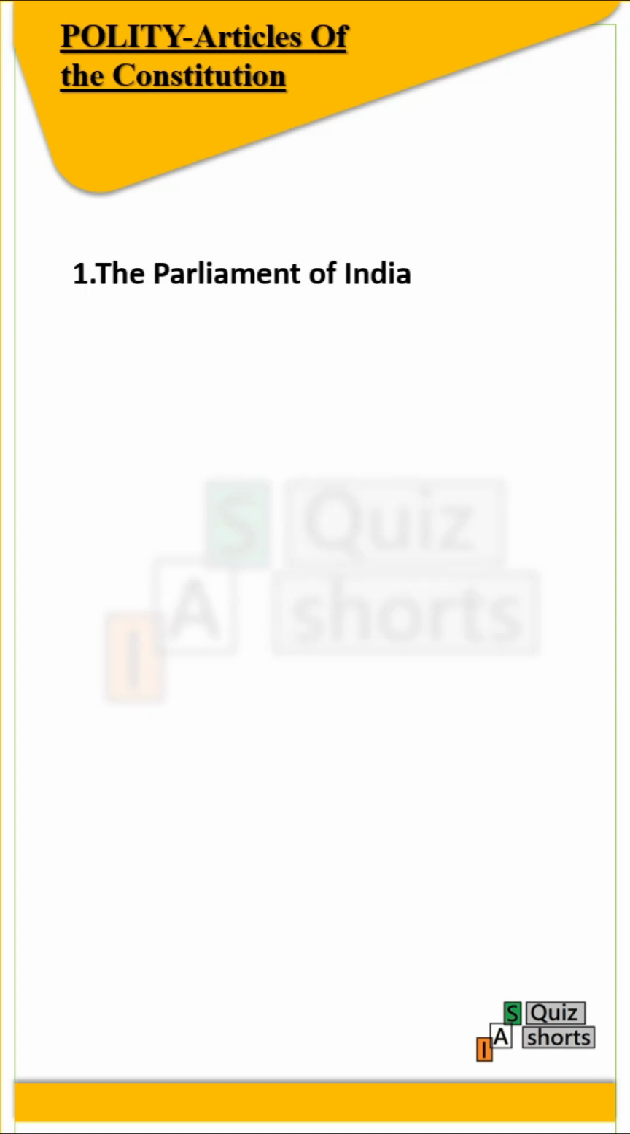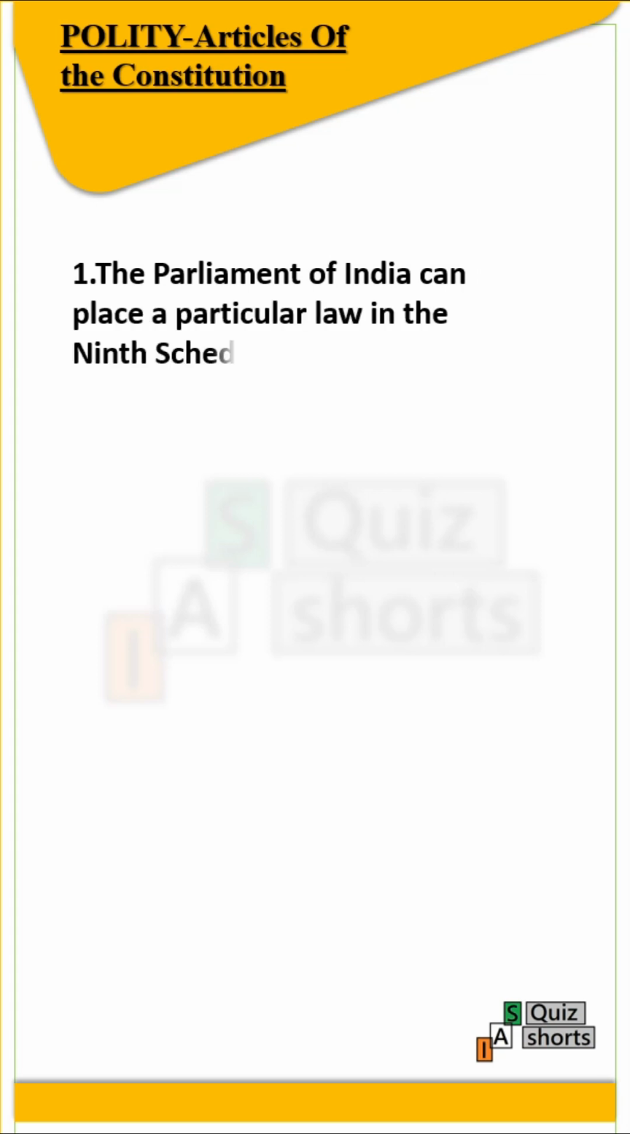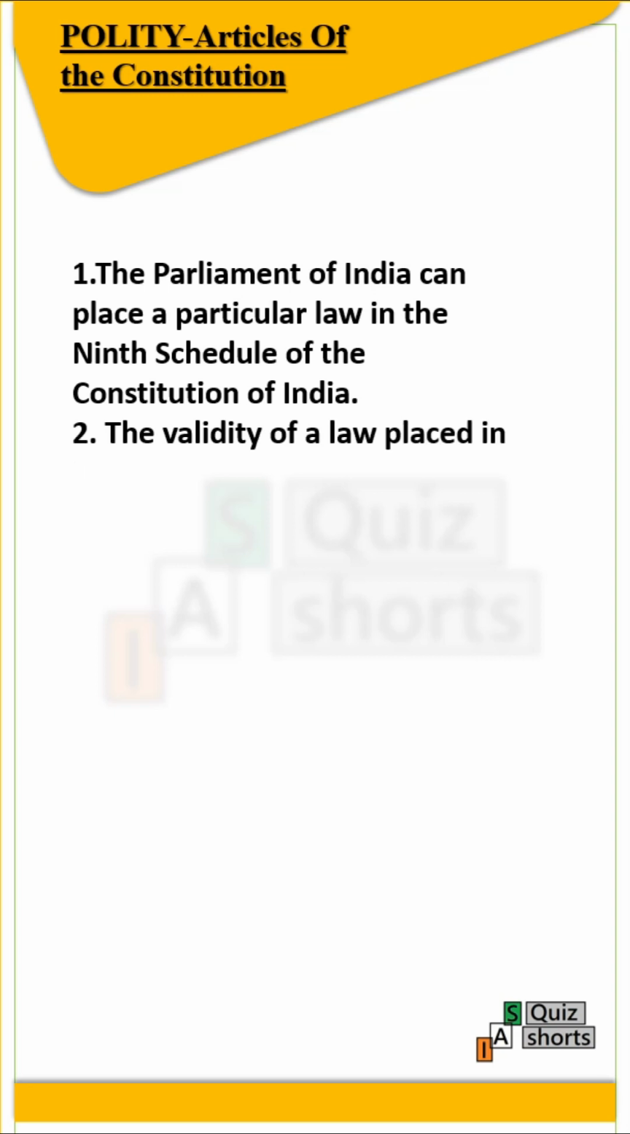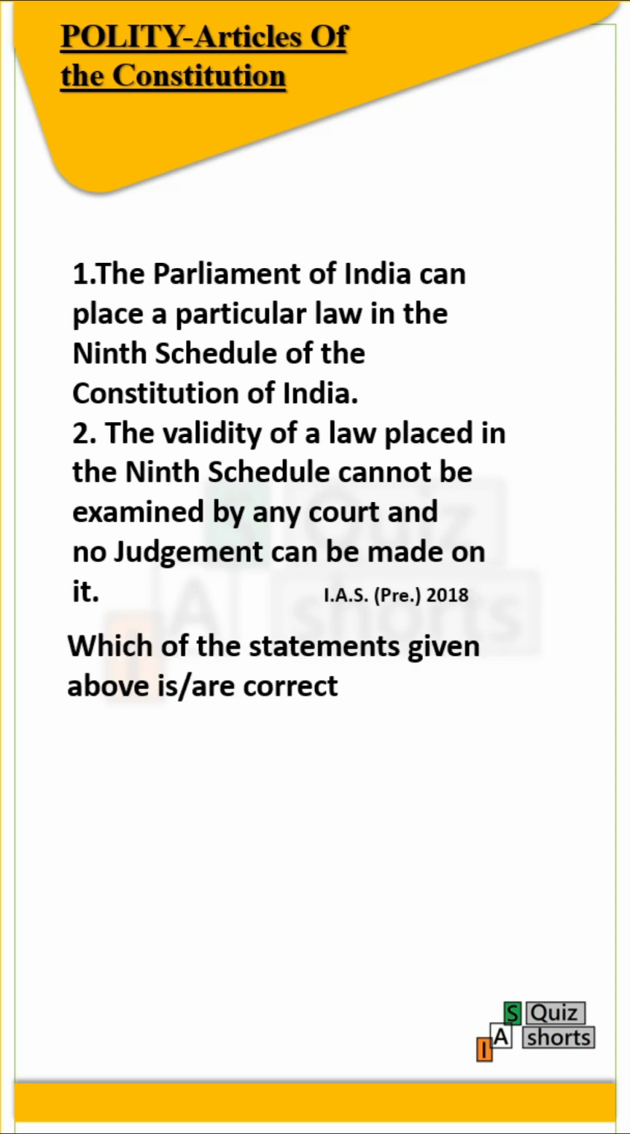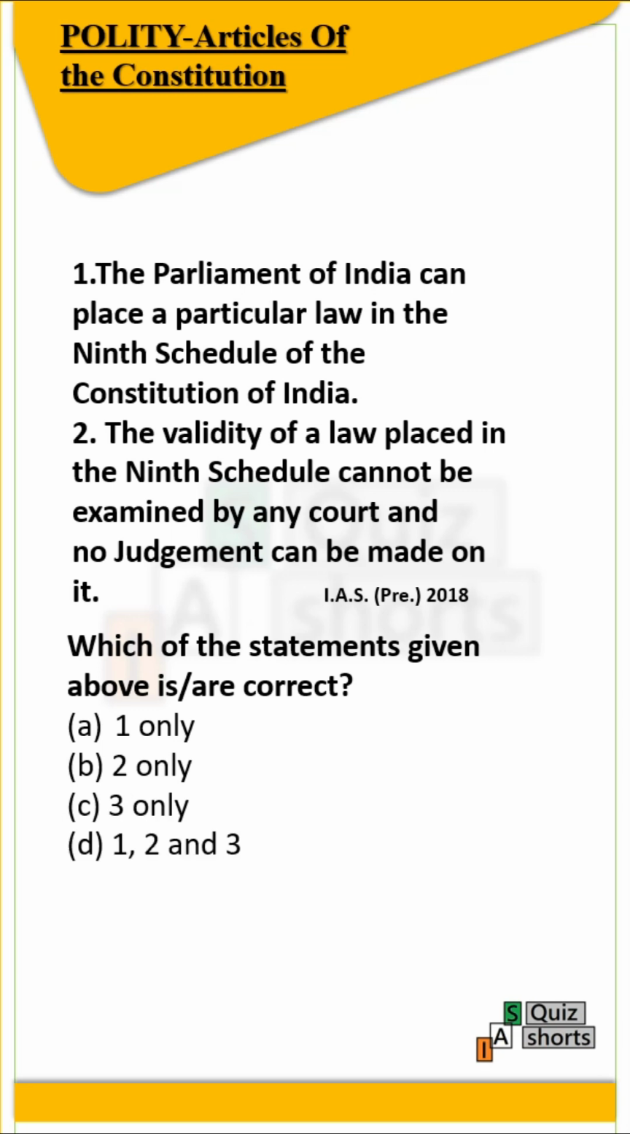The Parliament of India can place a particular law in 9th schedule of the Constitution of India. Second, the validity of a law placed in the 9th schedule cannot be examined by any court and no judgment can be made on it. Which of the statements are correct? A 1 only, B 2 only, C 3 only, D 1 to 3. Answer is A 1 only.